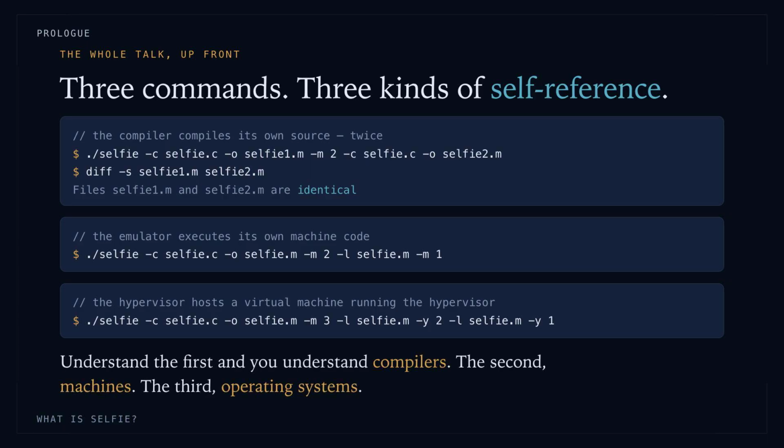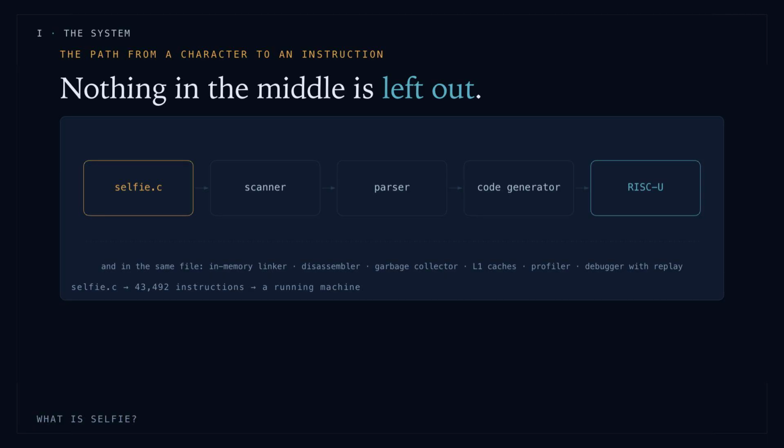You understand the first and you understand compilers. The second, machines. The third, operating systems. That is the deal. So what is in the file? A path that runs all the way down with nothing in the middle left out.